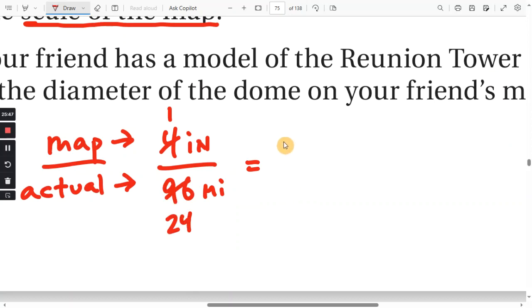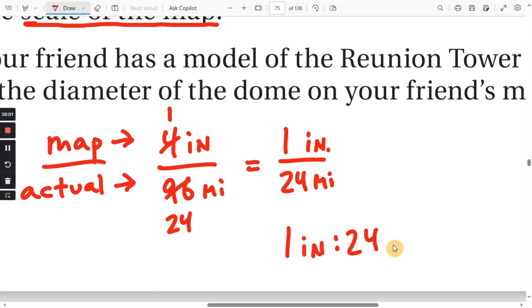So the ratio is 1 inch to 24 miles. All right, in other words, 1 inch on the map is 24 miles in real life.